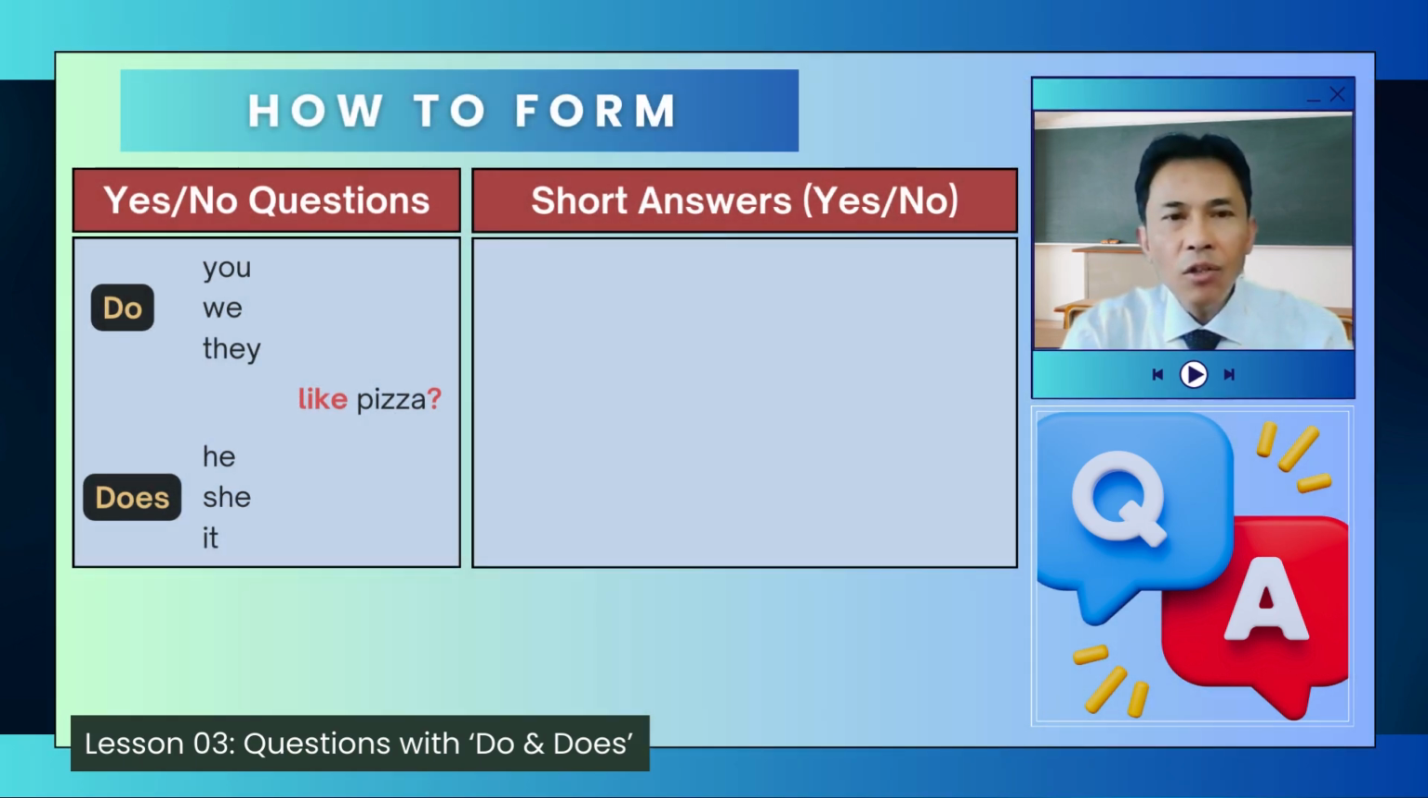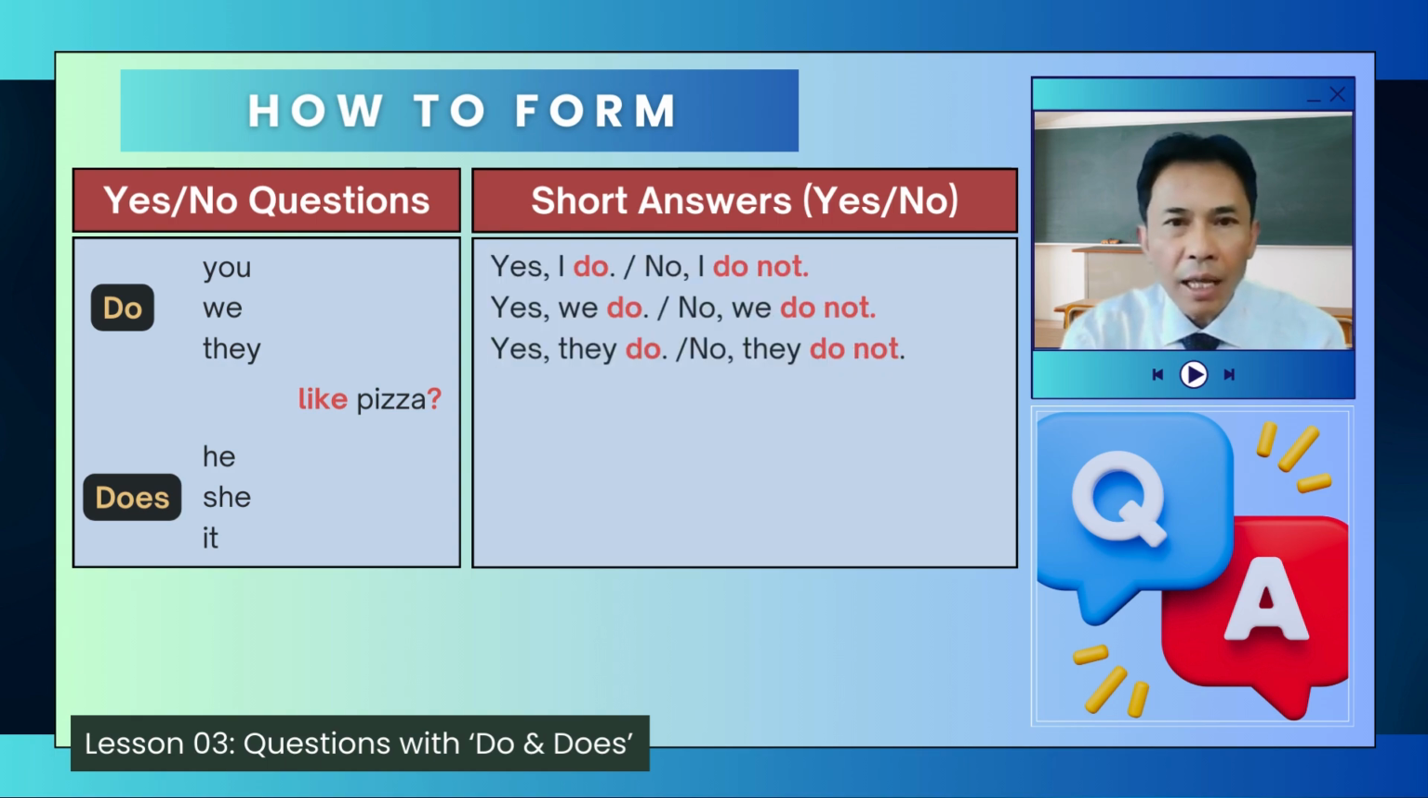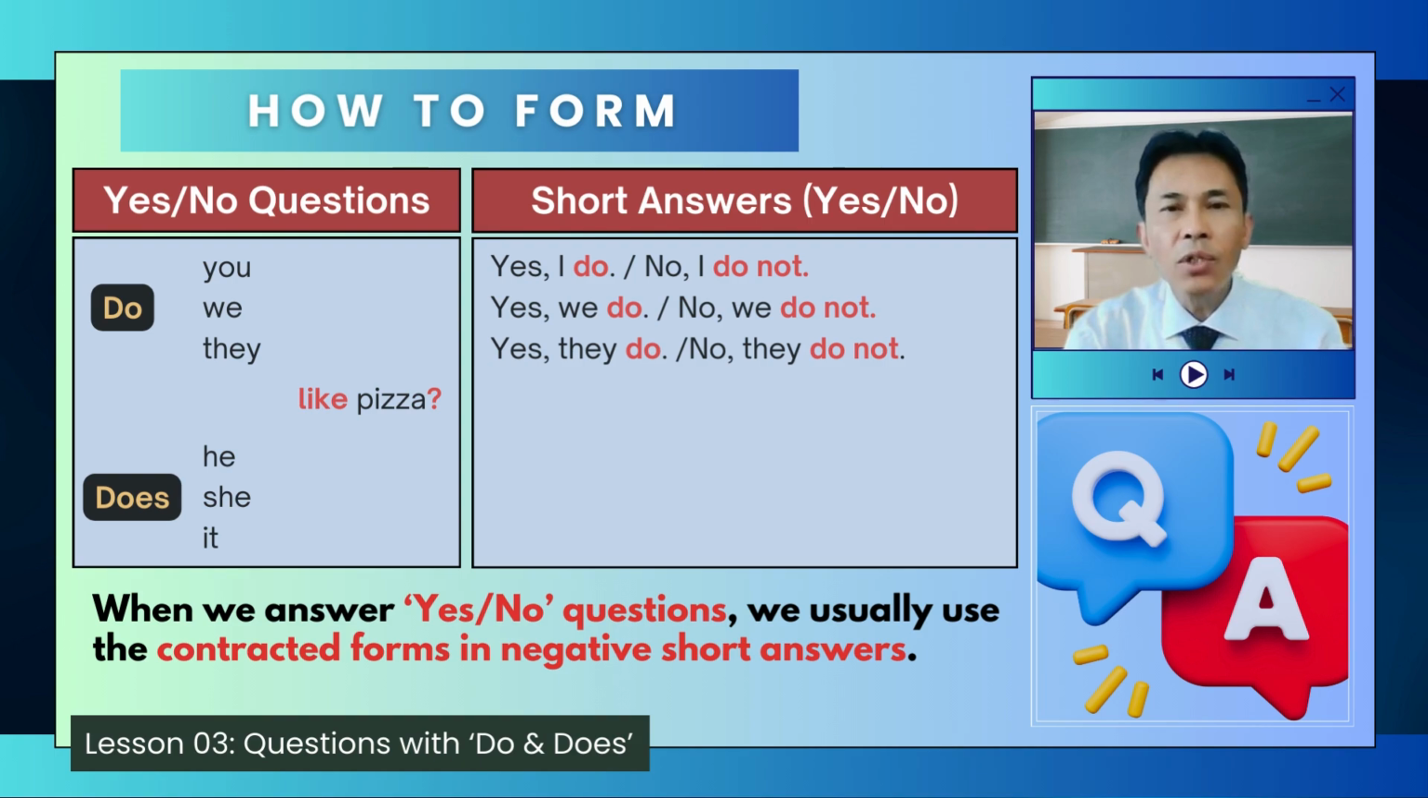Okay, but how do we answer these types of questions? Well, let's look at the second column here for short answers. To answer the question, do you like pizza? You could say yes or no, followed by the subject and then the verb do or does. For example, do you like pizza? Yes, I do. No, I do not. Please note that when we answer yes no questions, we usually use the contracted forms in negative short answers. So in this case, we could say no, I don't instead of no, I do not.